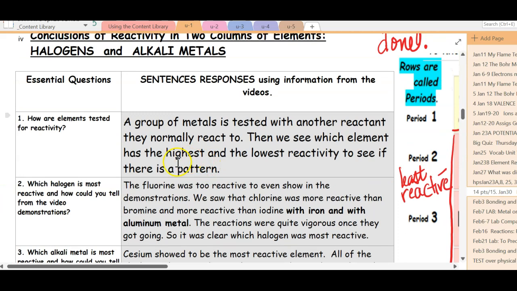The first essential question was, how are elements tested for reactivity? So in the videos, you saw a group of metals tested with another reactant that they normally react with. Then you see which element has the highest reactivity in the group and which has the lowest reactivity. And hopefully there will be a pattern because the periodic table was put together to show patterns.